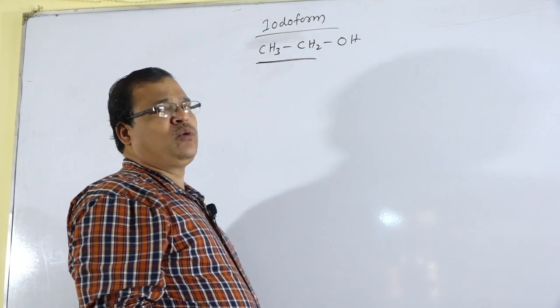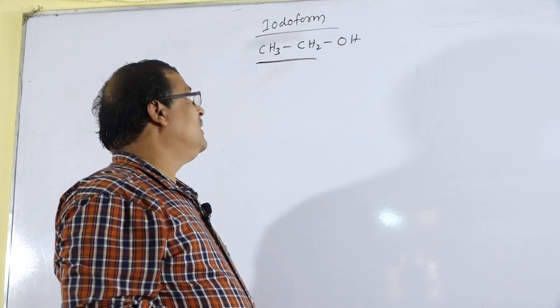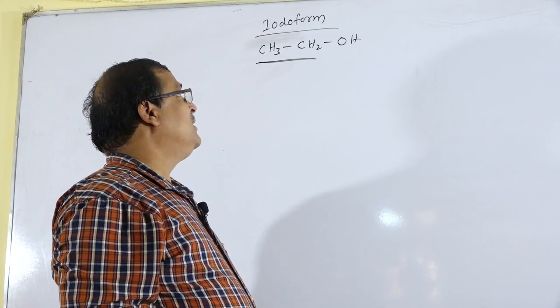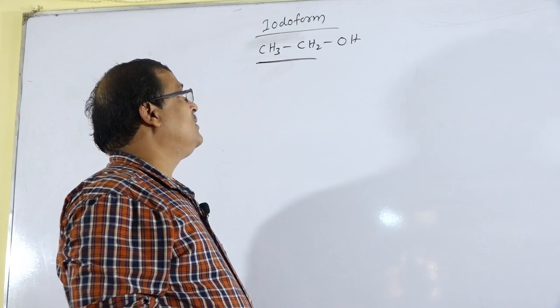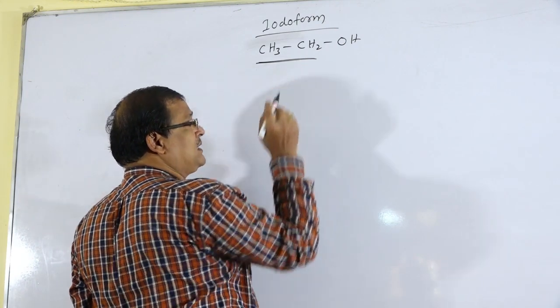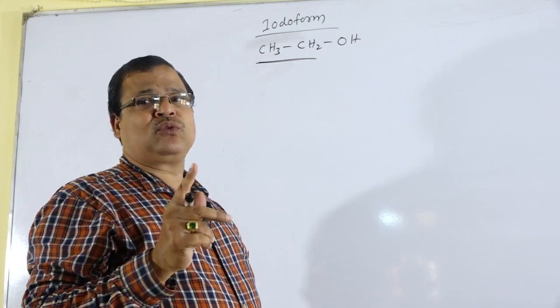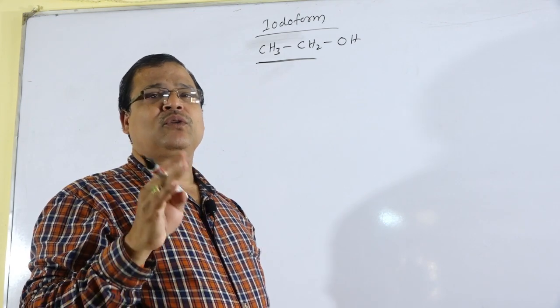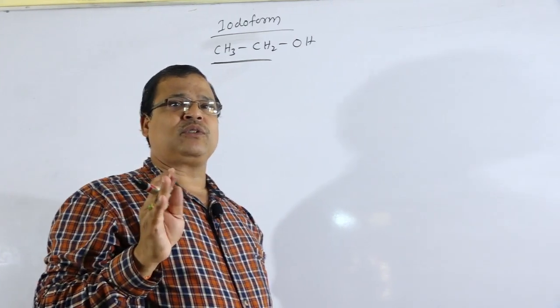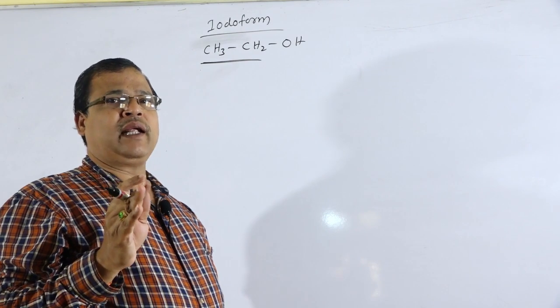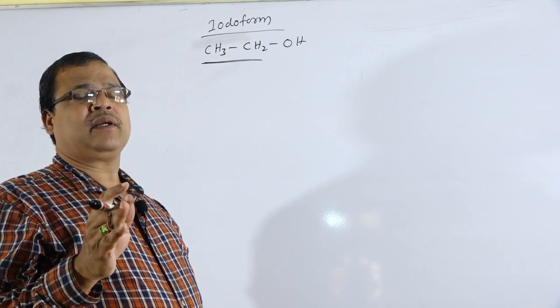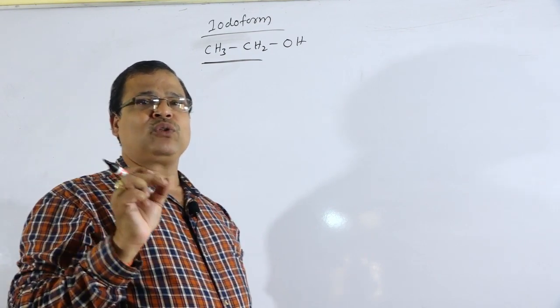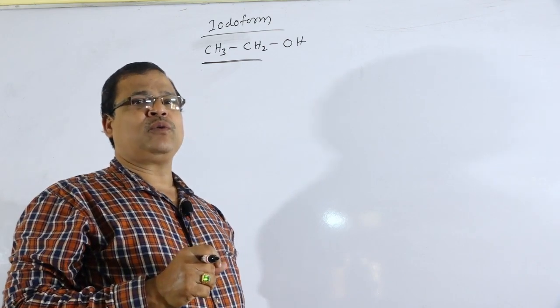If it is chlorine, it is chloroform; if bromine, it is bromoform. So this is the iodoform reaction. Those compounds having the CH3CO group, or those compounds which can be converted to CH3CO, will react with iodine in the presence of NaOH to form a yellow solid, iodoform.